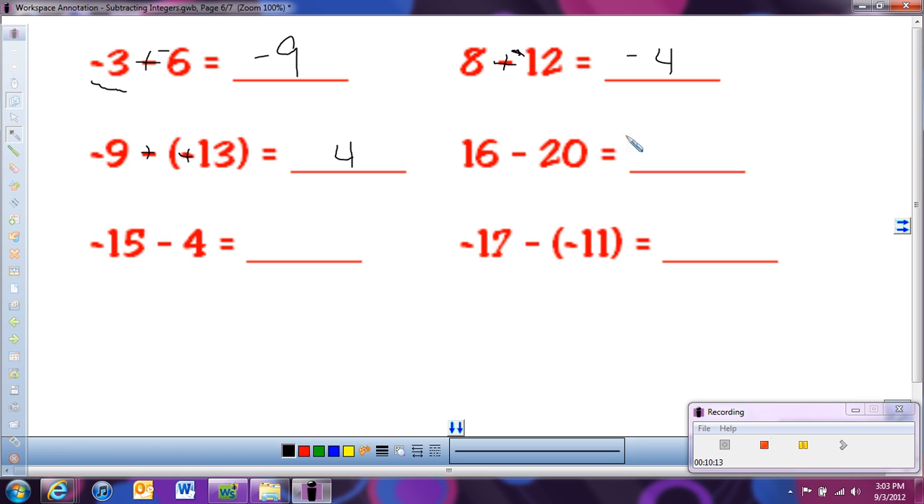Just remember, when you're subtracting integers, always add the opposite. The first number stays the same. Change the minus sign to a plus sign, and take the opposite of the second number. If you do that every single time, you should get the right answer.